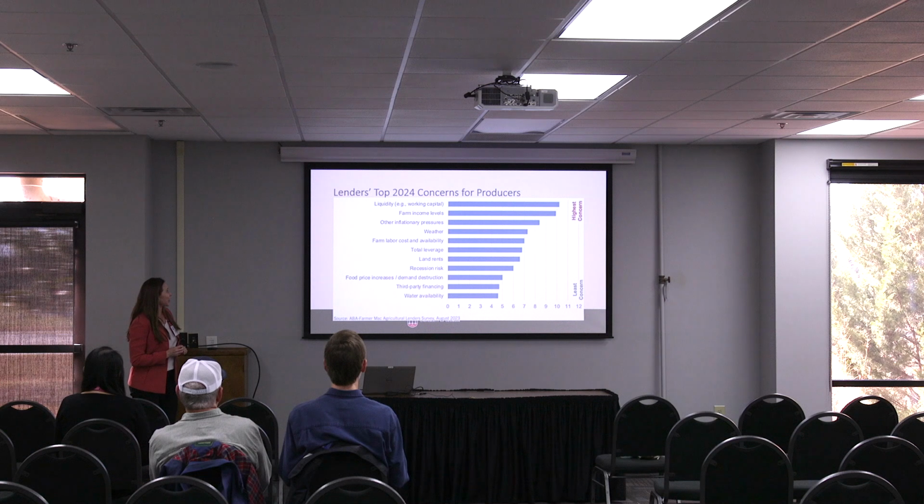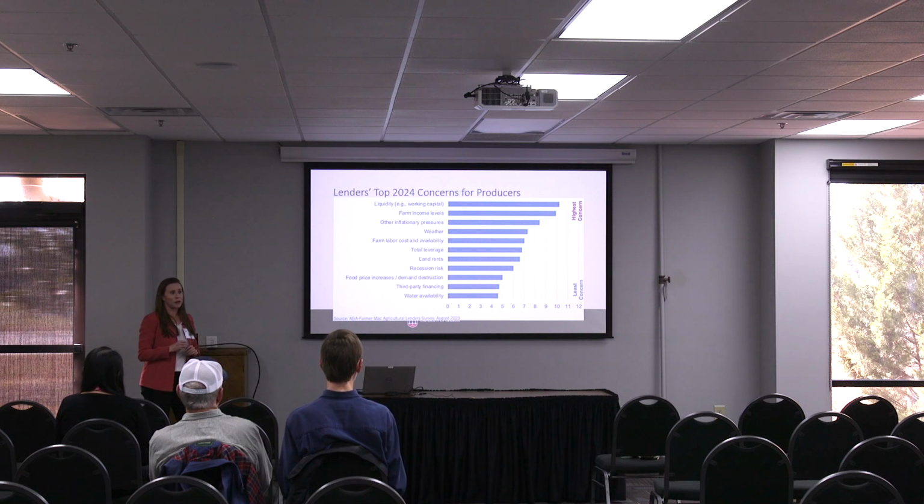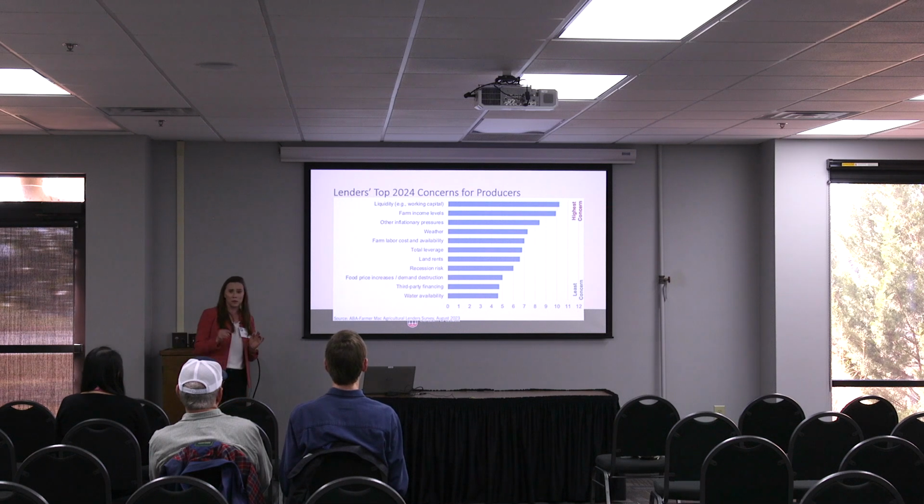Farm income levels are second, then inflation, because cost of production is inflated, and they know that those costs are there. Weather is fourth, and number five is labor. And Zippy Duvall at the American Farm Bureau convention in Salt Lake City just the other day said that labor was the number one issue facing agriculture in the United States.